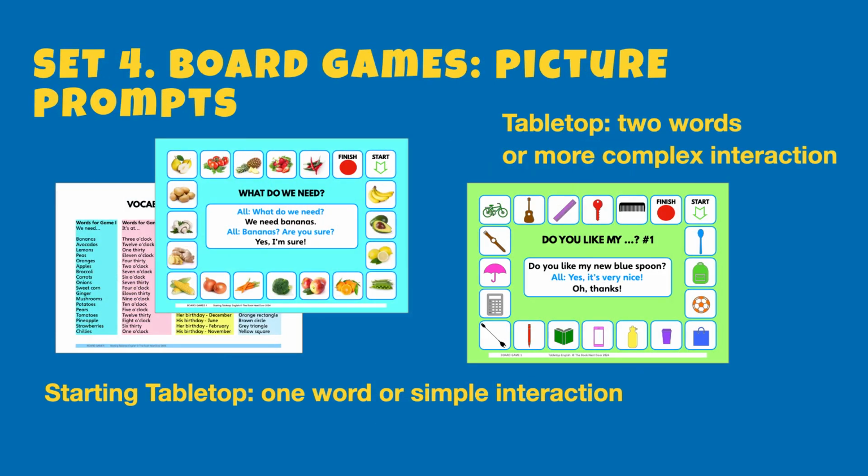Set 4, interactive board games with built-in dialogue. Set 4 has games with picture clues, but of course learners do have to be able to understand the dialogue in the centre. And you can see here that the starting tabletop game only requires learners to know one word, but the tabletop game requires the colour and the item.